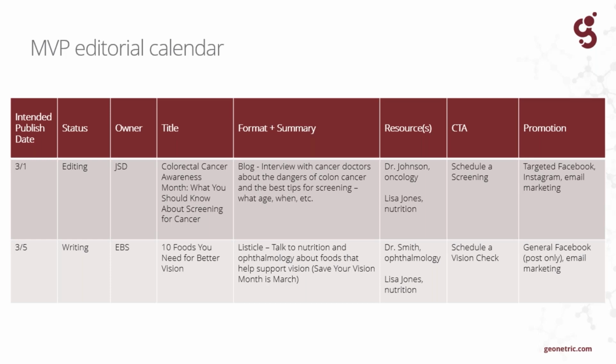In this case, Colorectal Cancer Awareness Month is coming up. Maybe you write about what you should know about screening for cancer. And then there's a little summary, and we have a couple of resources that we might reach out to help us write this content. There's also a CTA and a promotion. So we know that we're going to want to push people to schedule screenings, and for promotion, we're going to probably target Facebook, Instagram, and email marketing. So that gives us an idea of what to expect, where things are going, where we're hoping to send it after it gets published. And so that gives us something to start from.